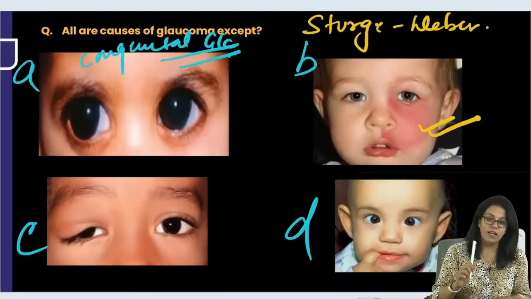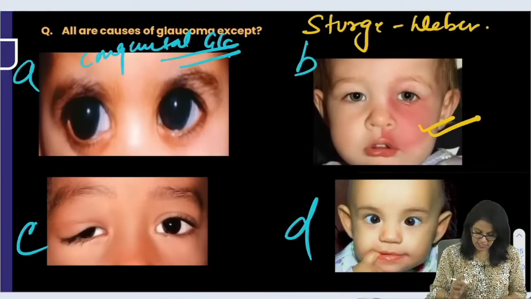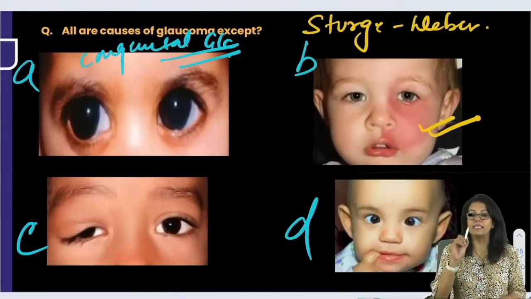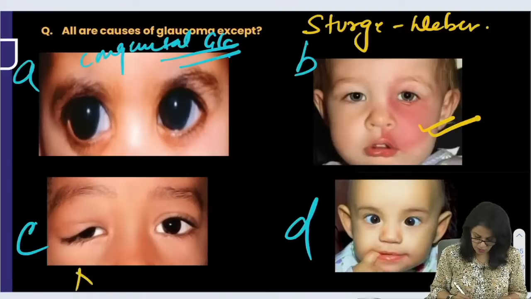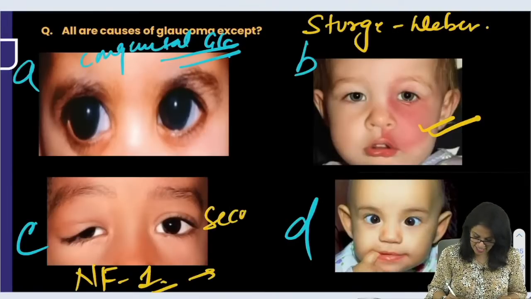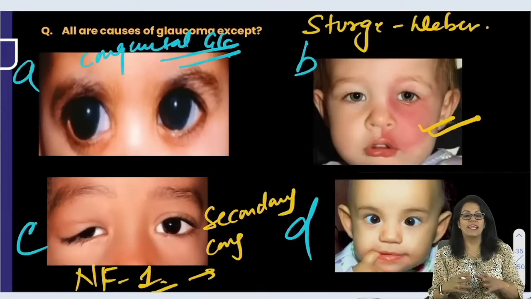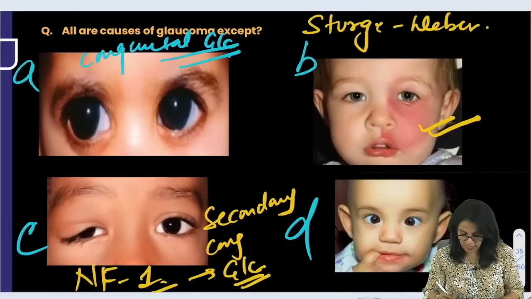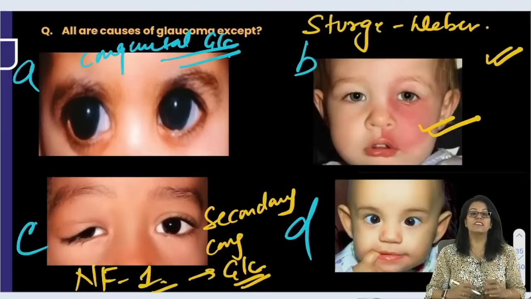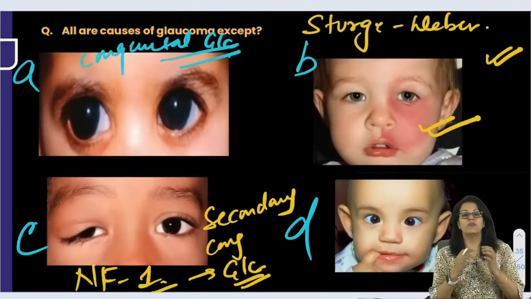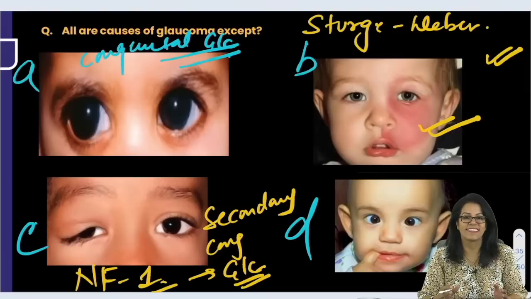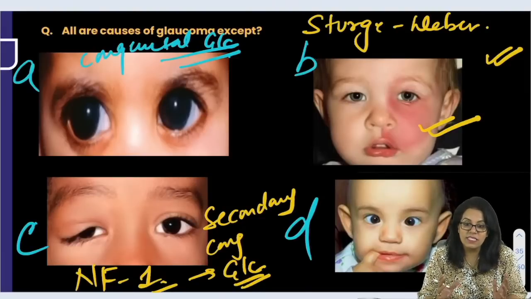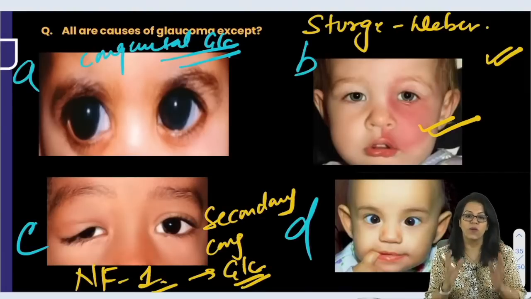And why are you all answering C? What we are looking at in the right eye is S-shaped deformity of neurofibromatosis type 1, which is also a cause of secondary congenital glaucoma. Don't only learn the primary, learn secondary congenital glaucoma. So among causes, Sturge-Weber is also one cause, NF1 is one cause. If you want to note down, aniridia is another cause. These are all secondary causes of congenital glaucoma.